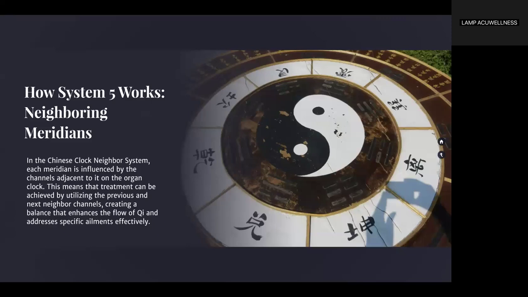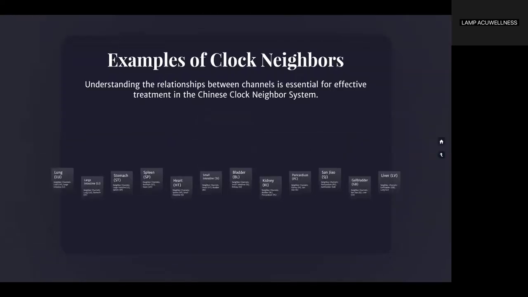In the Chinese clock neighbor system, each meridian is influenced by the channels adjacent to it on the organ clock. This means the treatment can be achieved by utilizing the previous and next neighbor channels, creating a balance that enhances the flow of qi and addresses specific ailments effectively.